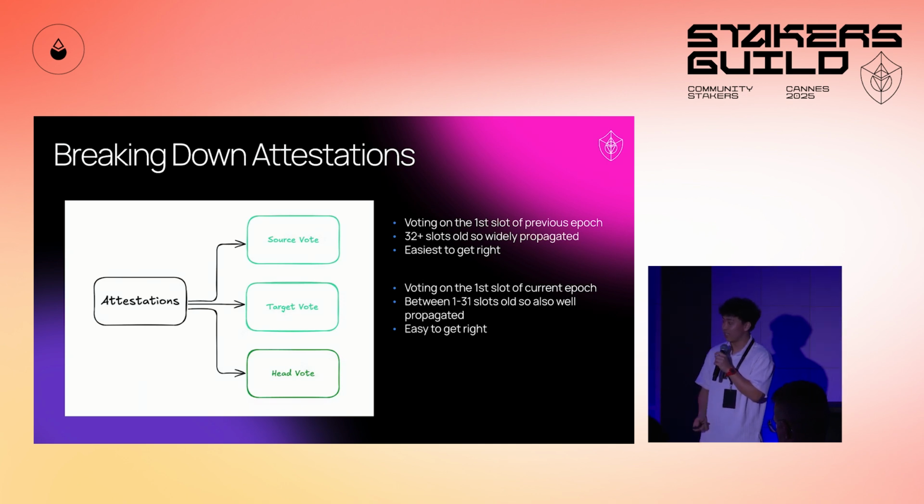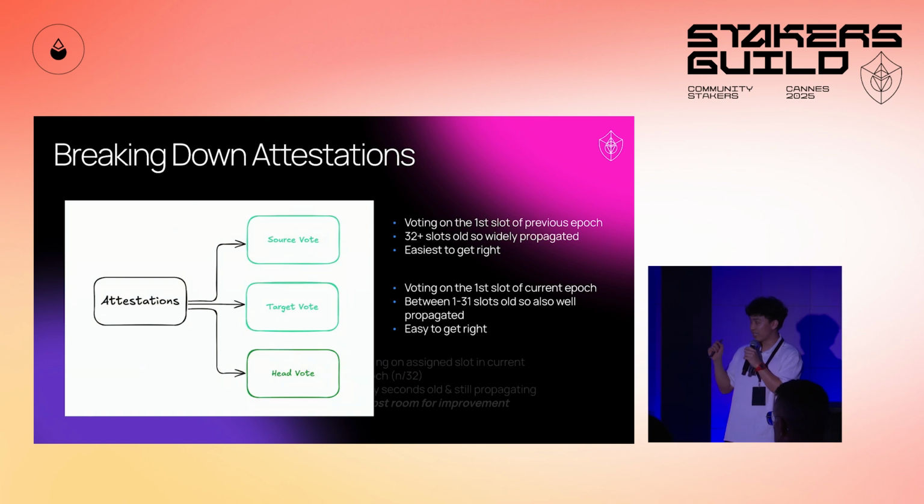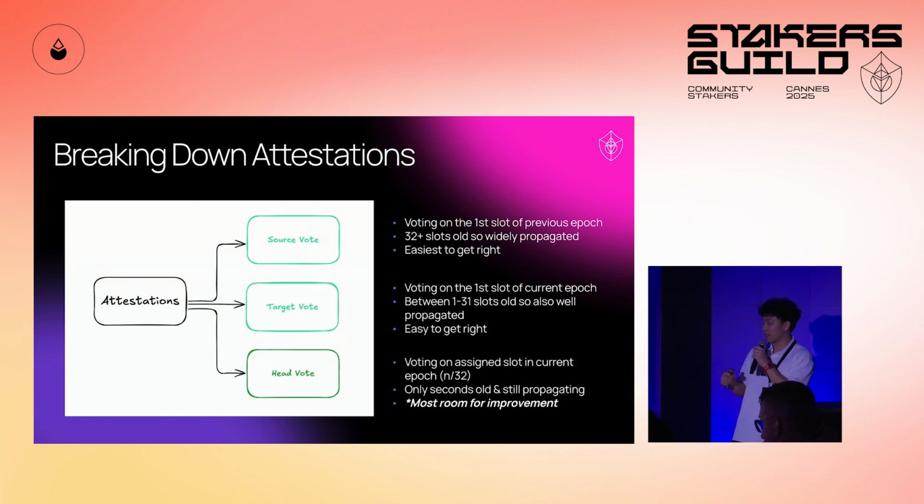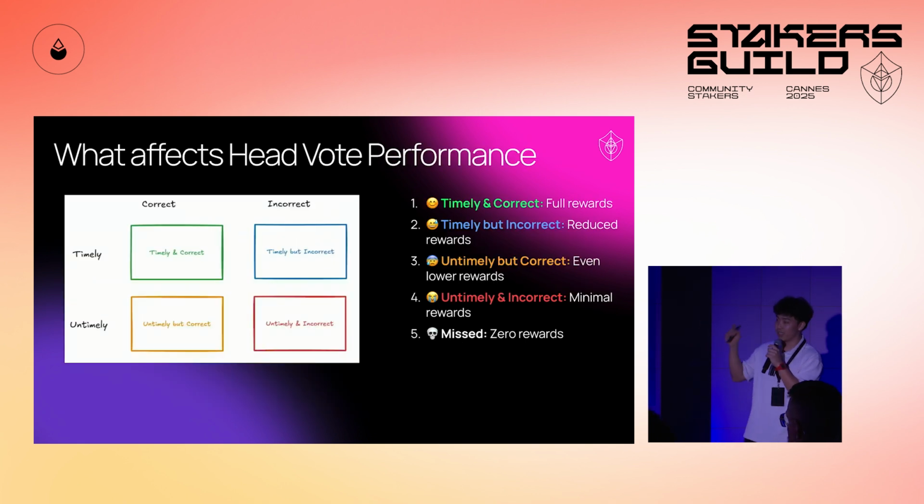The hardest to get right is head vote. You are voting on your assigned slot in the current epoch, N of 32. It could be like 15, 16, 17, etc. It's usually only a few seconds old, maybe less than that, and it's still being propagated. So there is the most room for improvement on head vote. All right? So what affects your head vote performance? There are 2 axes here: timeliness and correctness.